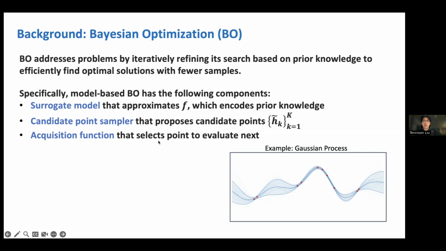The second component is a candidate point sampler. This is a mechanism used to propose points that you can evaluate next, which we denote as tilde h. For example, in a Gaussian process, which is differentiable, you can get these candidate points by doing multiple runs of some stochastic gradient descent type algorithm, and then you can obtain points that could, for example, minimize or maximize this surrogate function. Afterwards, you use some utility metric to select the candidate point that you actually want to evaluate. The one that is selected is evaluated, and this whole process repeats.